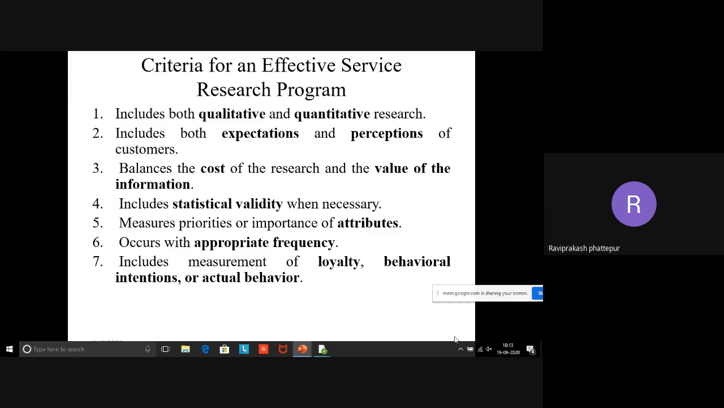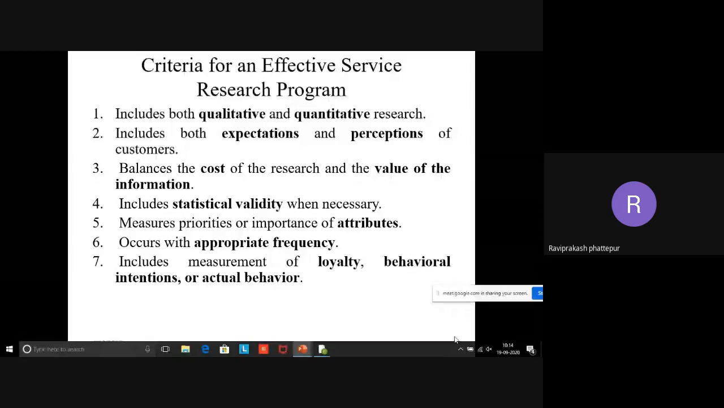Then appropriate frequency, so it occurs with appropriate frequency. That means at what particular interval you need to be doing the research again and again. This particular research is not a one time thing, so it has to be done over and over after a certain period of time, based on what kind of objective you are looking into. We just saw the objectives. The type of research could be quantitative, qualitative, cross sectional or longitudinal, depending on what kind and what time frame you are going to have the research on.